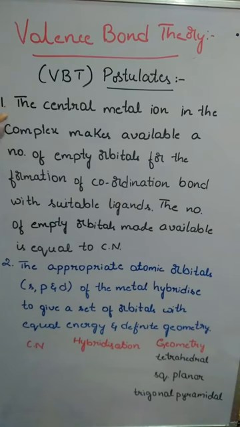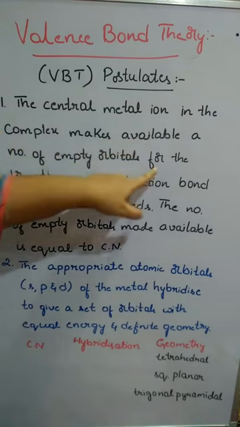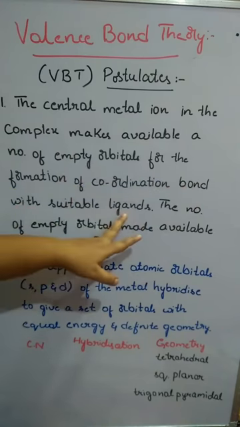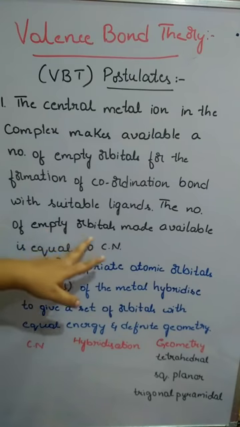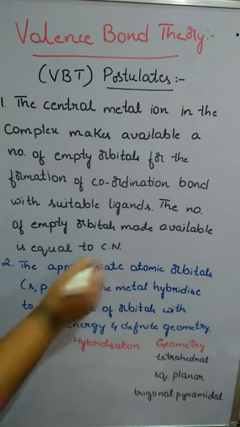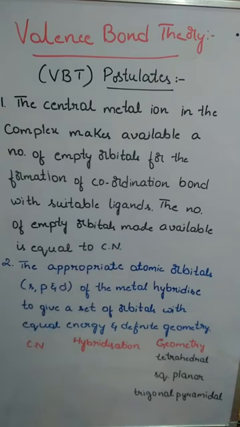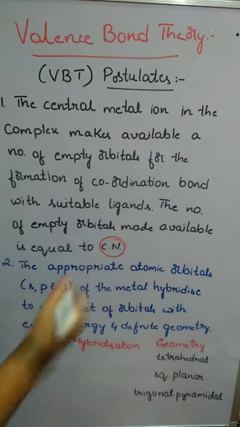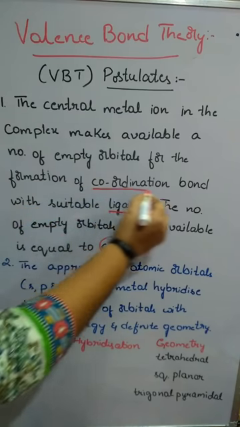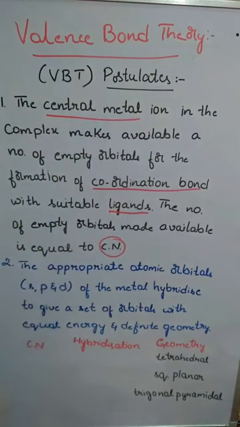The central metal ion in the complex makes available a number of empty orbitals for the formation of coordination bonds with suitable ligands. The number of empty orbitals made available is equal to the coordination number. So this is the first point. We have discussed this earlier: the central metal is forming a coordination bond with the ligand.